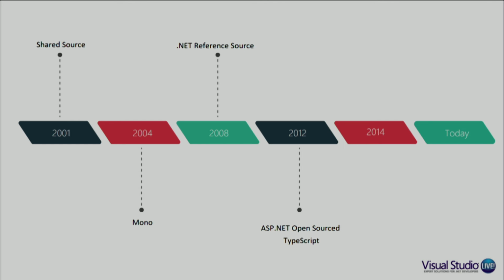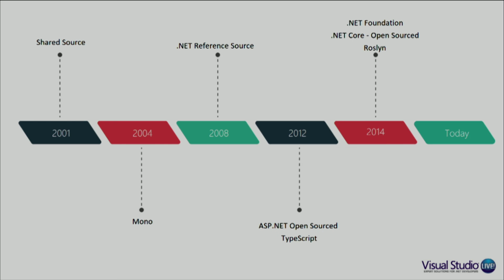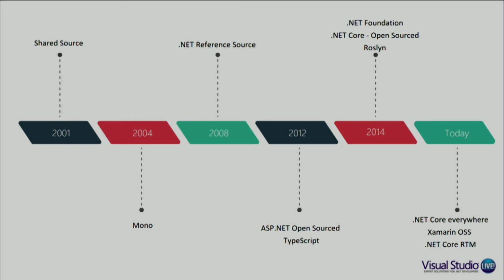In 2012, we started open sourcing parts of ASP.NET. MVC, Web API, SignalR, all of these are open source first and accepting pull requests. You can submit changes. TypeScript came out that year as well. In 2014, we introduced the .NET Foundation to help support .NET open source projects. We introduced .NET Core, and Roslyn was published. And Roslyn is open source. Today, .NET Core is available everywhere. We moved Xamarin, the Xamarin libraries.